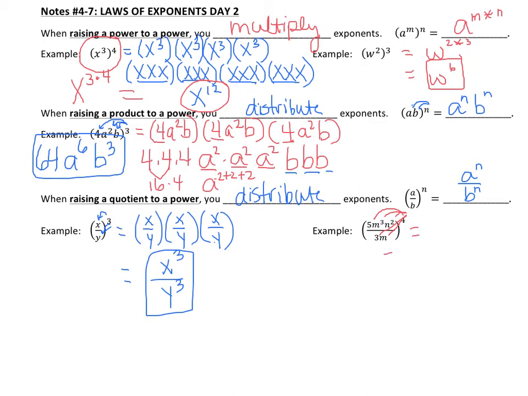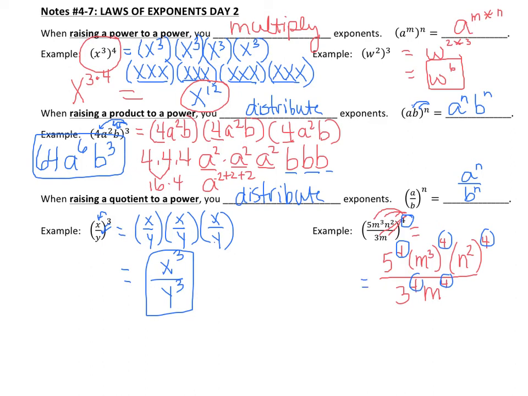So I'm going to have on the top 5 to the 4th power. Then I'm going to have m to the 3rd power raised to the 4th power. Then I'm going to have n squared to the 4th power. On the bottom, you're going to have 3 to the 4th power, and then m to the 4th power. So you can see that I distributed that exponent of 4 to everything. Everything gets that exponent of 4. And now let's go ahead and try and simplify it.